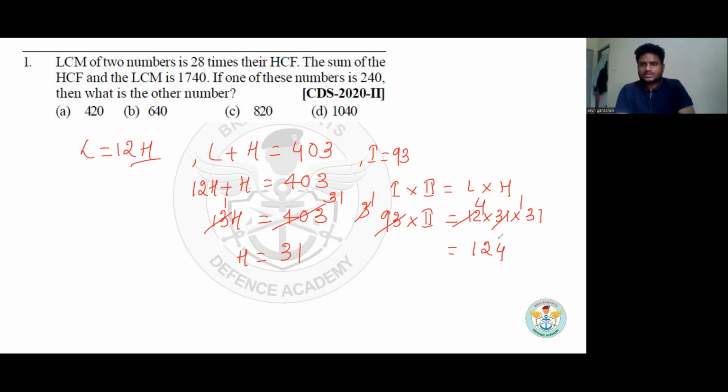Very easy sums. This was repeated in 2014. Again, it was repeated in 2015. Again, now it is being repeated in 2020. So probably it will again be repeated. So try to solve it.